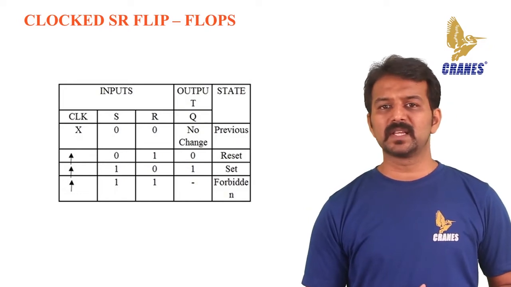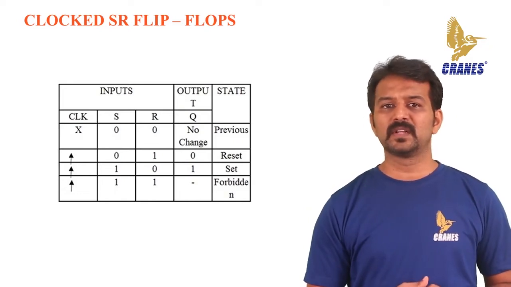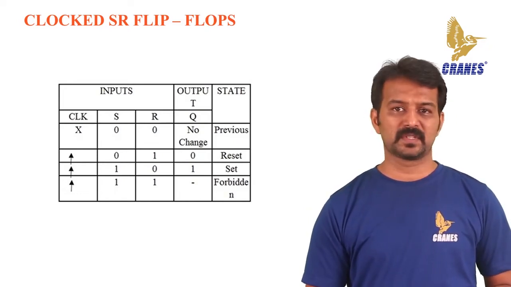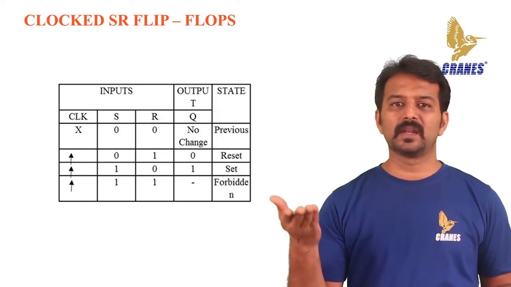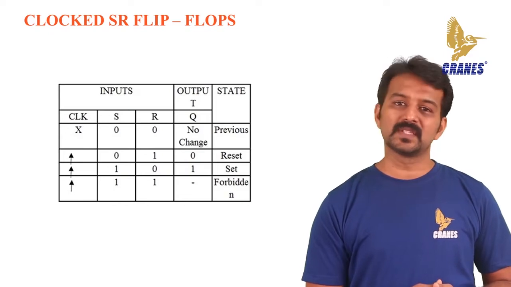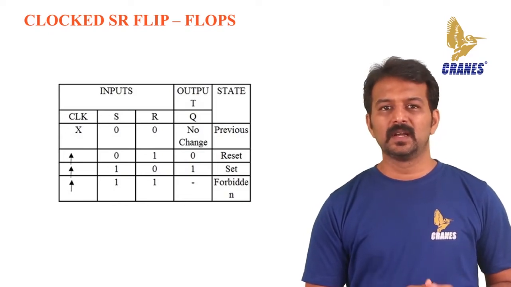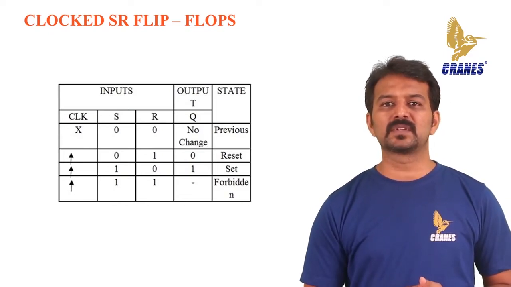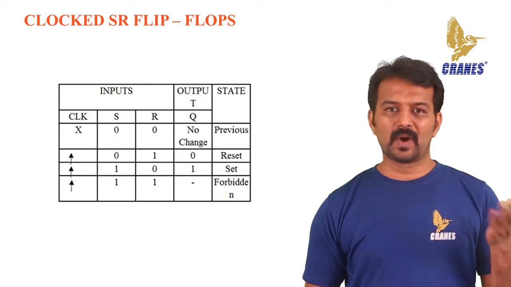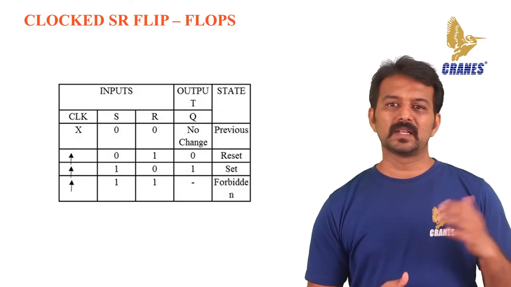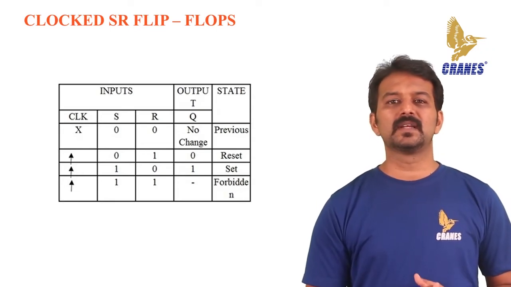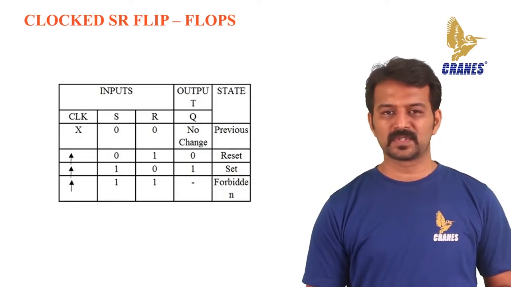From the truth table, we can see that when the clock is not provided, there is no change in the state of the flip-flop. When the clock is provided and S equal to 0 and R equal to 1, then the flip-flop is in the reset state. At the arrival of the clock, when the input S equal to 1 and R equal to 0, then the flip-flop is in the set state. When S is 1 and R is 1, the state is forbidden for this set of inputs.